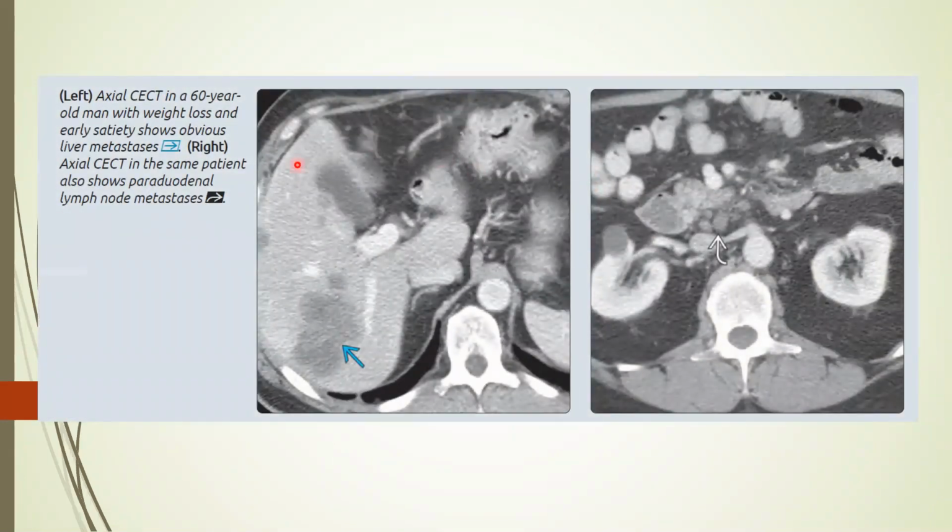This is a case of a 60-year-old man with weight loss and early satiety. The contrast enhanced CT shows multiple liver metastases and large peritoneal lymph nodes.